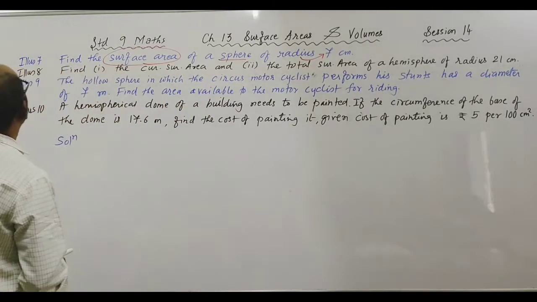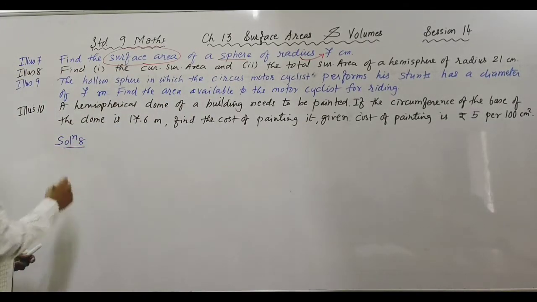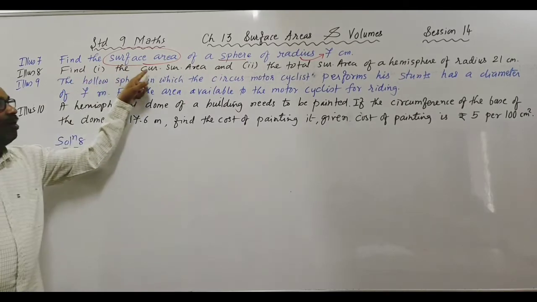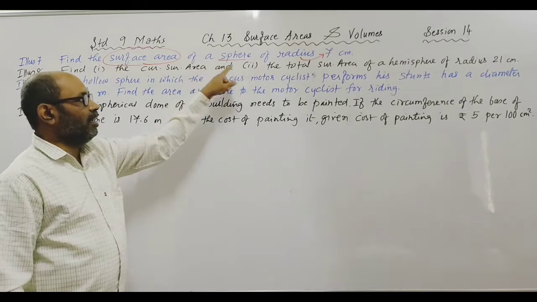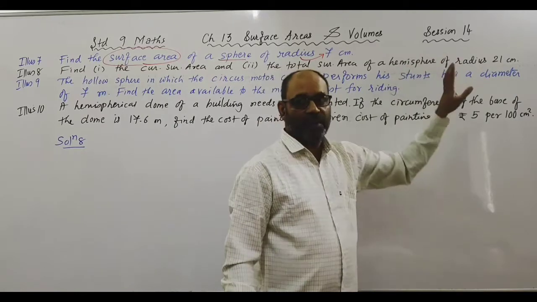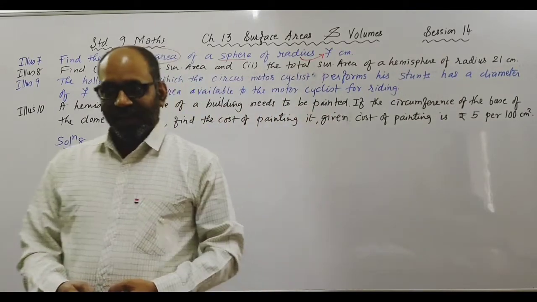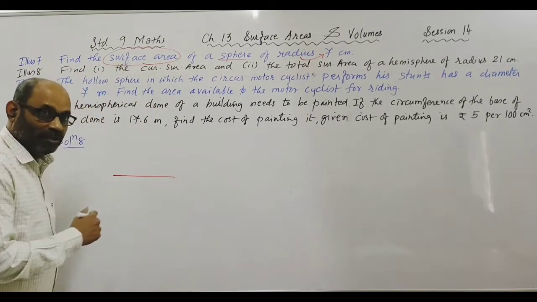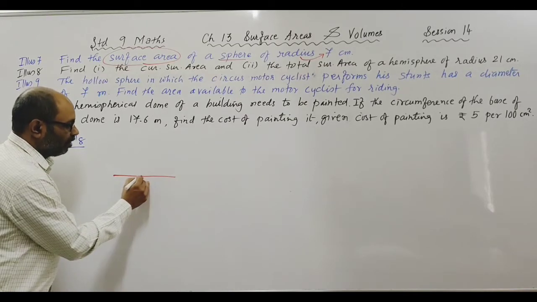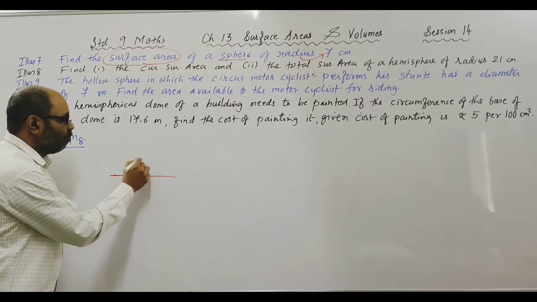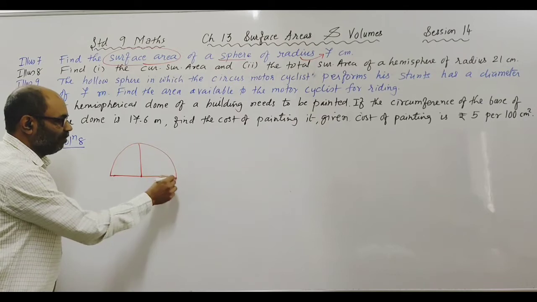Now number 8. Are you ready? Here is the question. Find number 1, the curved surface area, and number 2, total surface area of a hemisphere of radius 7 centimeter. It doesn't take any time to draw the hemisphere. You have to draw a horizontal line segment, select its midpoint. So this is radius, this is radius. Take the same radius upwards, and then draw the semicircle.